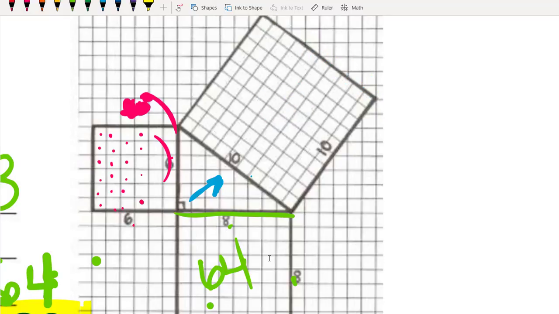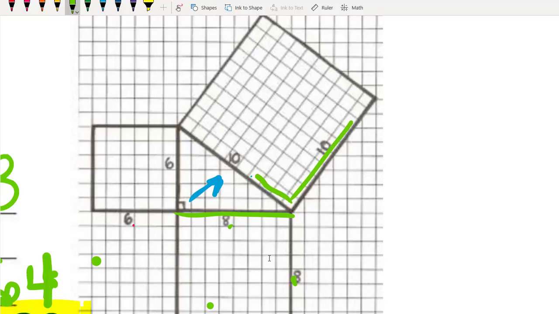So theoretically, I could take this square and this square and fit it in this other square. So what I'm going to do is color an 8 by 8 inside here. So there's 8, and there's 8. So this is an 8 by 8, and this is an area of 64.